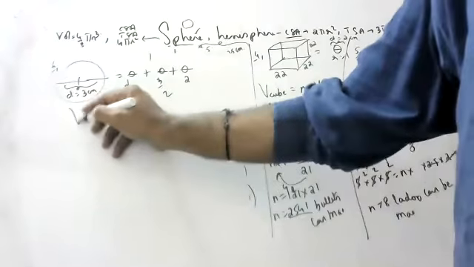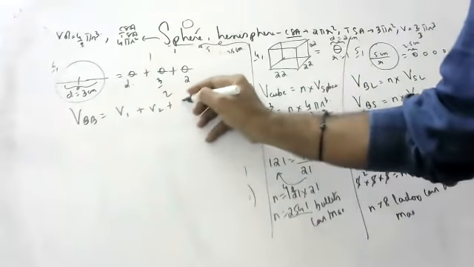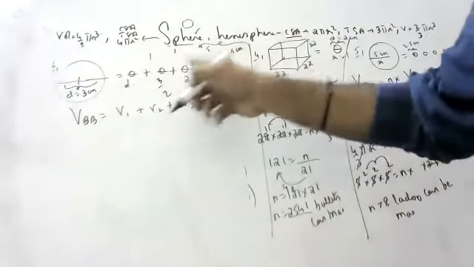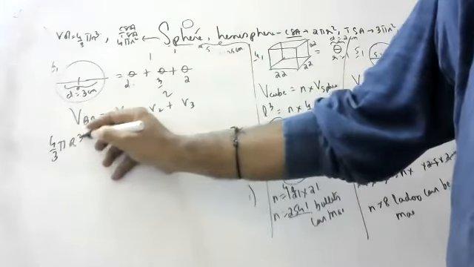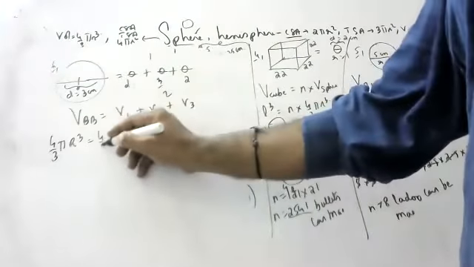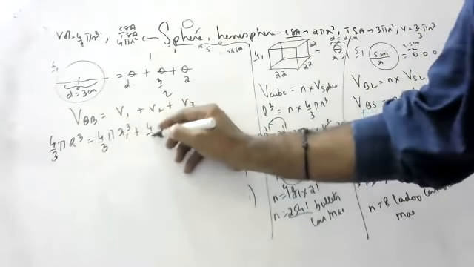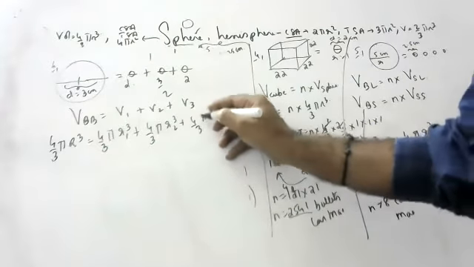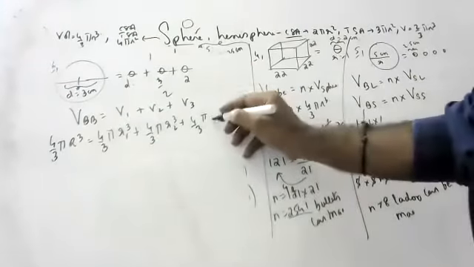So, Harsha, volume of big ball is equal to volume of small balls: volume of first ball plus volume of second ball plus volume of third ball. This ball is melted and made into 3 balls. What is the volume of big ball formula? 4 by 3 pi r cube. What is the volume of first ball? 4 by 3 pi r1 cube. Second ball, 4 by 3 pi r2 cube. What is the volume of third ball? 4 by 3 pi r3 cube.